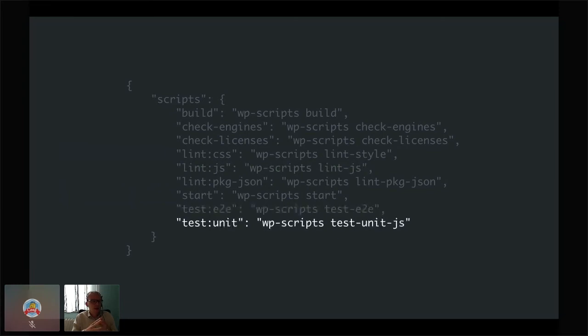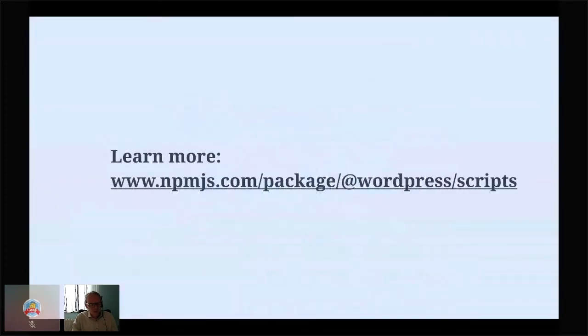And finally, there is Test Unit, which launches the unit test runner. Writing tests can be done using the very popular tool called Jest. By default, it uses the set of recommended options defined in a special preset created for Gutenberg, which is also exposed as an NPM package. There is more. You can learn more by browsing the more detailed docs for the WordPress Scripts package on NPM.